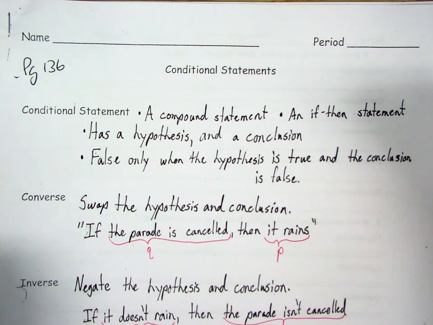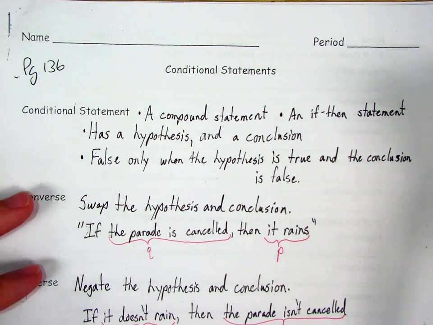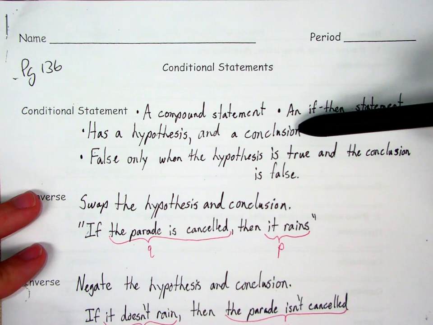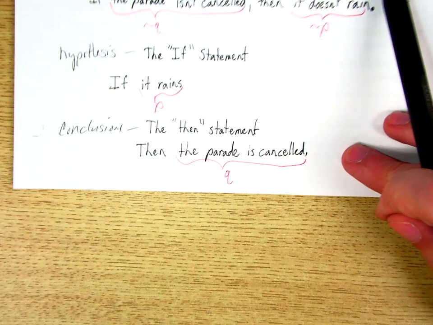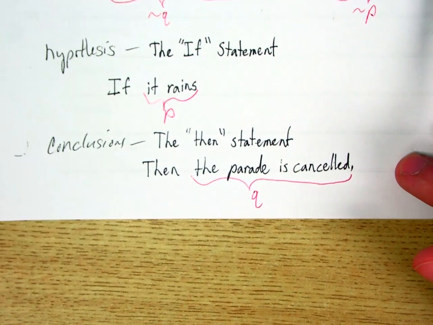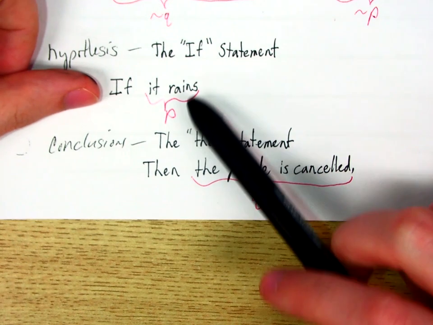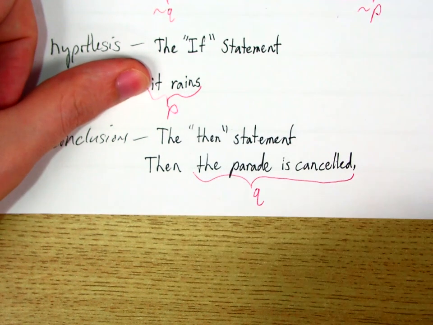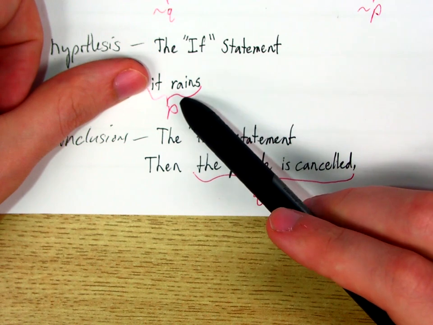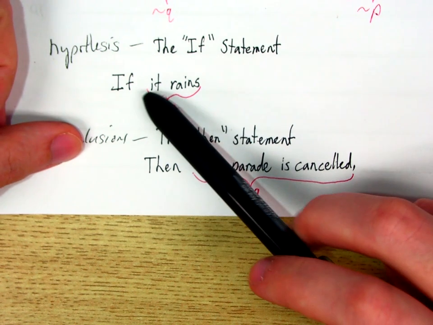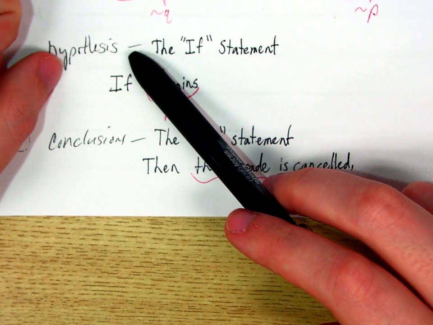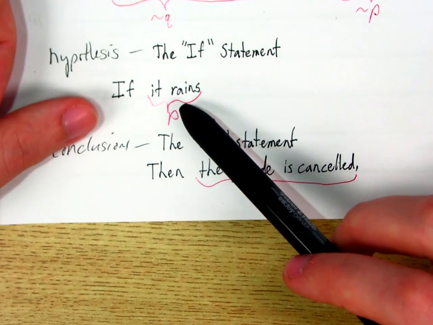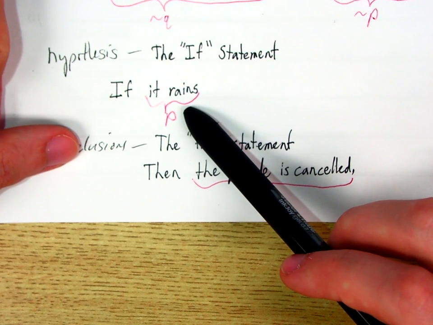We've got three different things we can write from our conditional statement, but let's focus first on what the hypothesis is and what a conclusion is. Our hypothesis is generally the phrase that is the if statement. It's whatever follows the word if. It rains would be just a statement by itself, and we would call that P. If it rains would be part of the hypothesis. It rains is the hypothesis, following the word if. Our hypothesis is generally given the letter P.